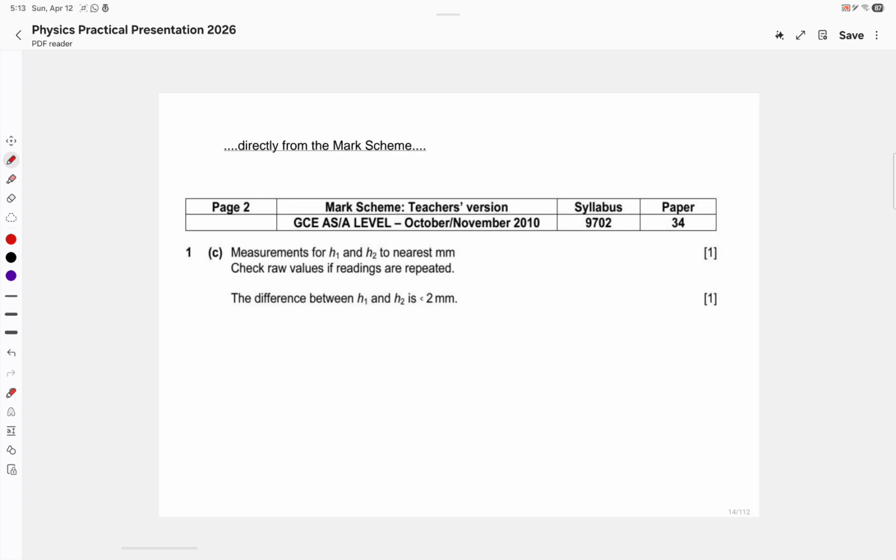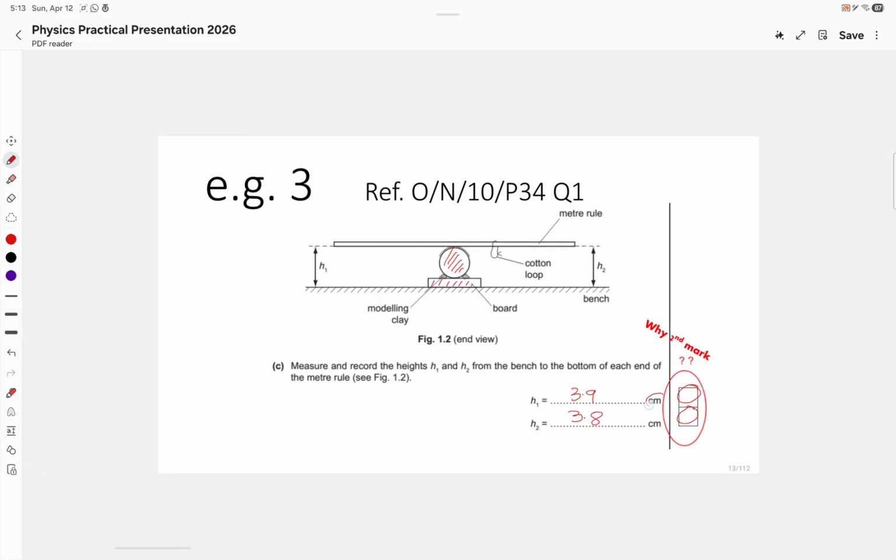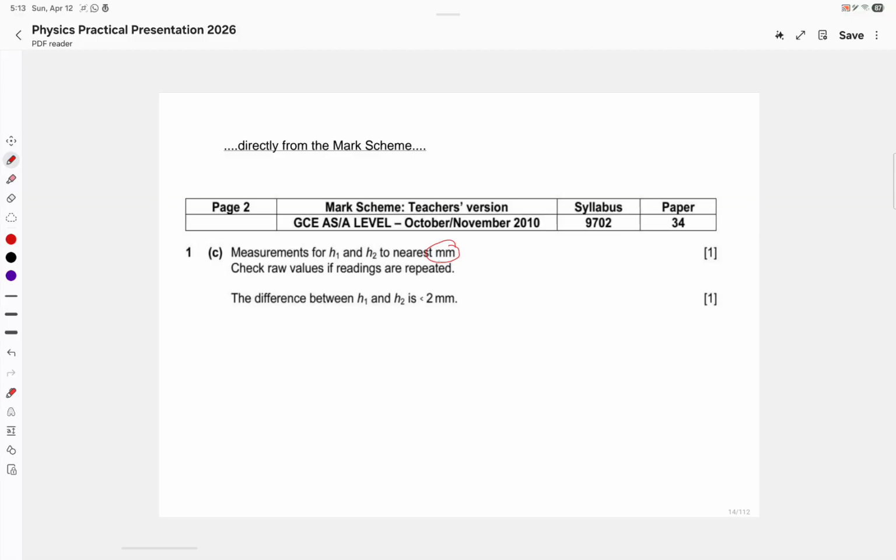See, this is a reference from the mark scheme. Measurements for h1 and h2 should be to the nearest millimeter. Again, centimeter is mentioned, and for centimeter we are expecting a 1 decimal place value, or 1 dp. So if you forget to write the dp, you will lose a mark.